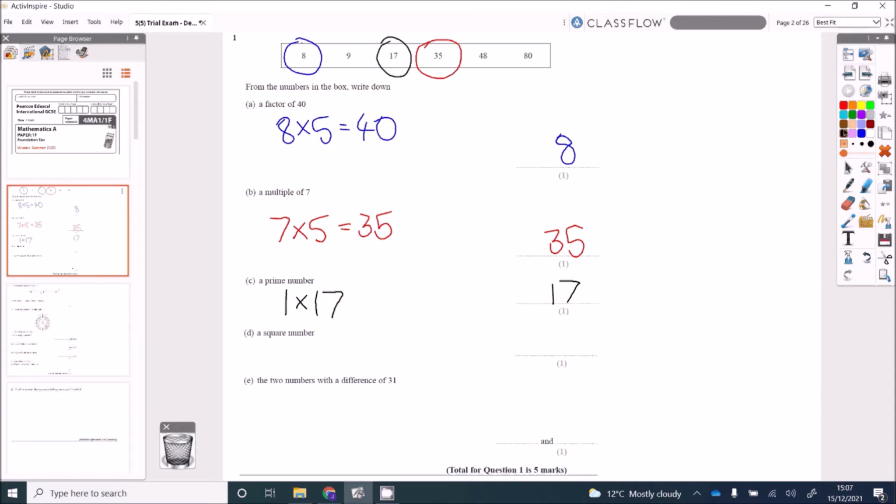Now a square number is what you get when it's a number times itself. So 9 is a square number because 3 times 3 equals 9. So the only square number here is 9.